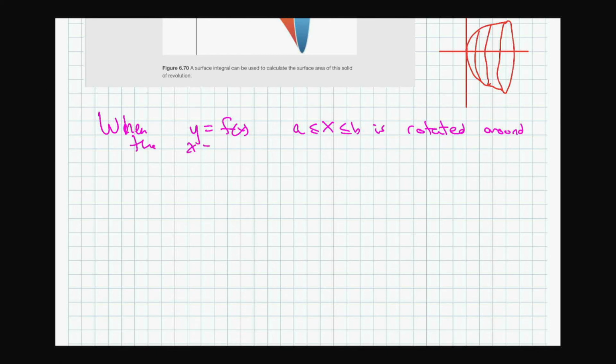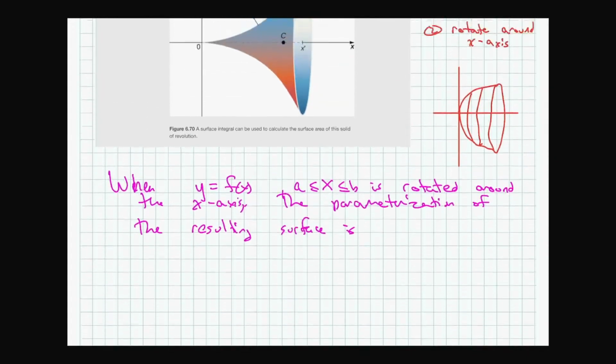Okay, so here's the punchline. When y equals f of x, for let's just say a less than x less than b, is rotated around the x-axis, the parameterization of the resulting surface is, so here's the idea.